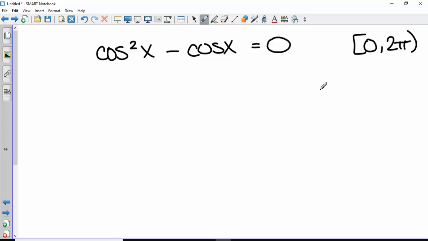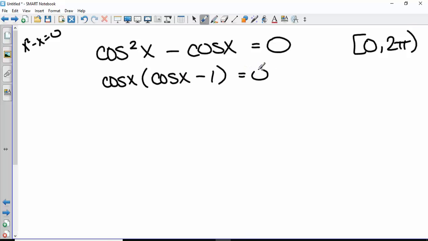So solving the equation is just like solving equations with variables only. If I said x squared minus x equals 0, what would you do to solve that? Yeah, you take out one of the x's. So if I have cosine squared minus cosine, we take out one of the cosines. So cosine squared divided by cosine leaves me with cosine x minus 1. Now we have two things multiplied that equal 0, so we set each of them equal to 0.